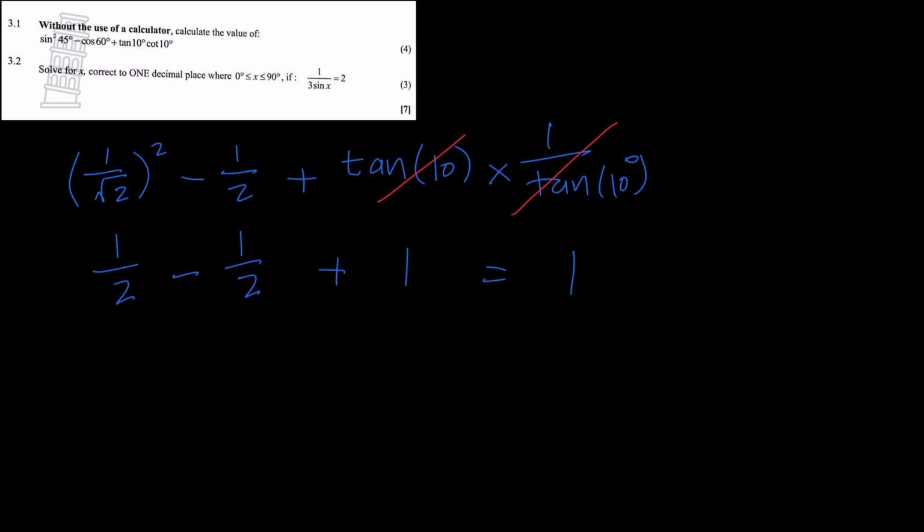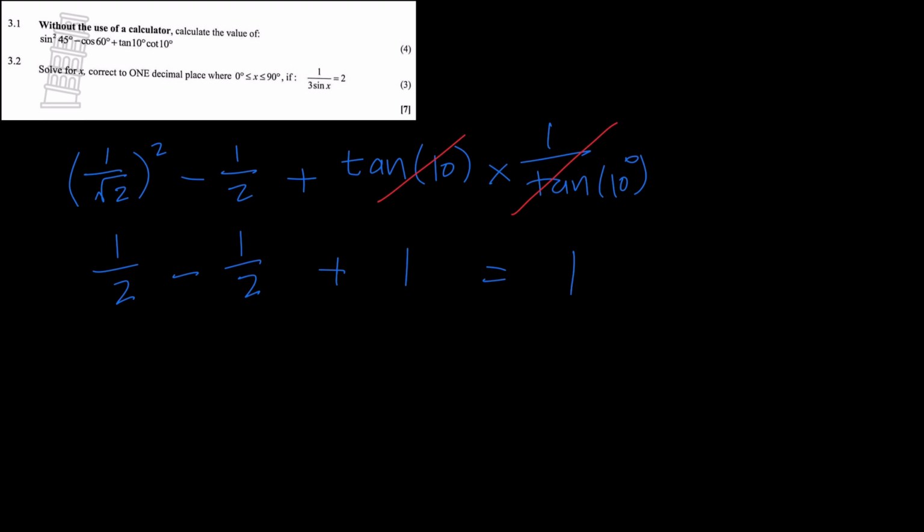So we can rewrite this as plus tan 10 times 1 over tan 10. We can cancel the tan 10s now, leaving us with just 1. We can then simplify. 1 over square root 2 all squared is a half. So half minus a half plus the 1 that was left over from cancelling leaves us with the answer of 1.